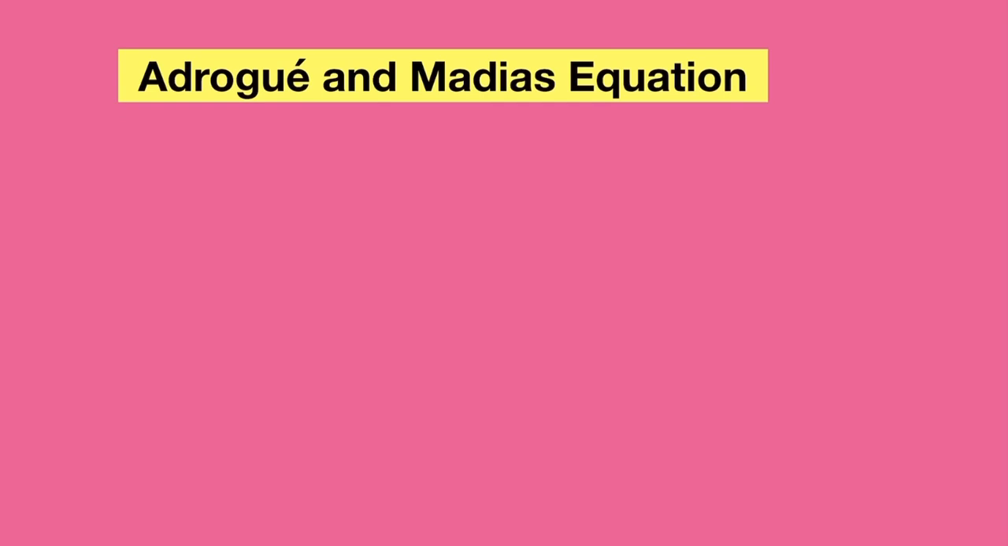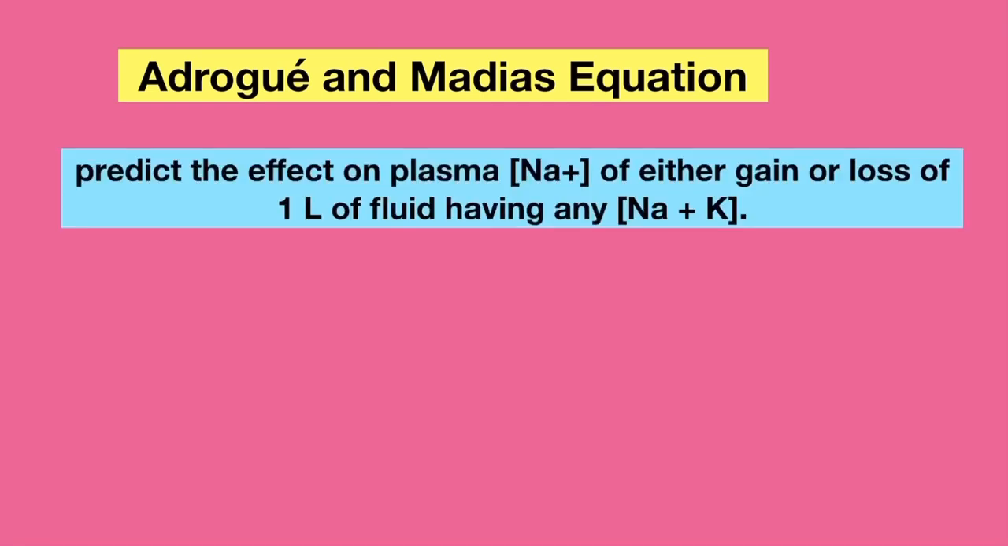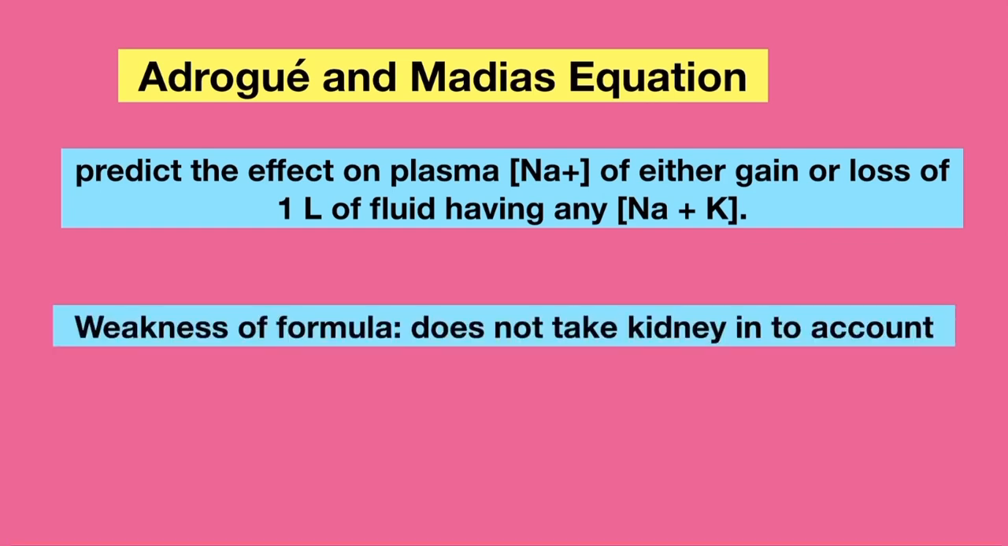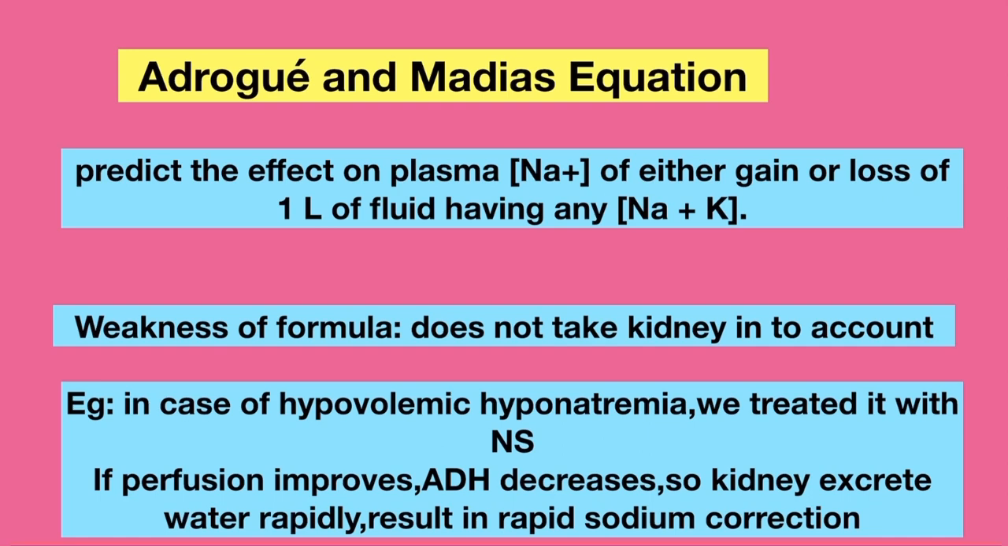Now we have an idea about the Adrogué and Madias equation. It can predict the effect on plasma sodium of either gain or loss of 1 liter of fluid having any sodium or potassium. There is a weakness to this formula because it does not take the kidney into account. For example, in hypovolemic hyponatremia, we are treating that patient with normal saline. This will expand the plasma volume and increase the perfusion to the kidney. If the perfusion improves, ADH secretion will decrease, so the kidney excretes more water rapidly. This results in rapid sodium correction.